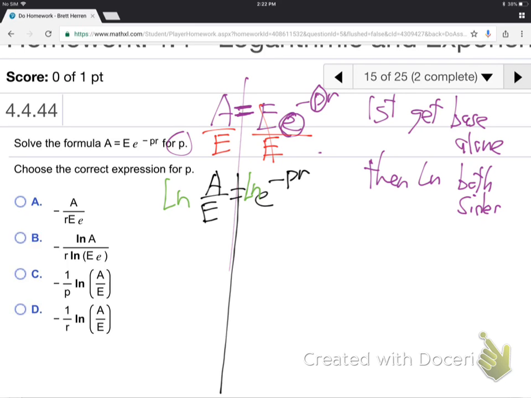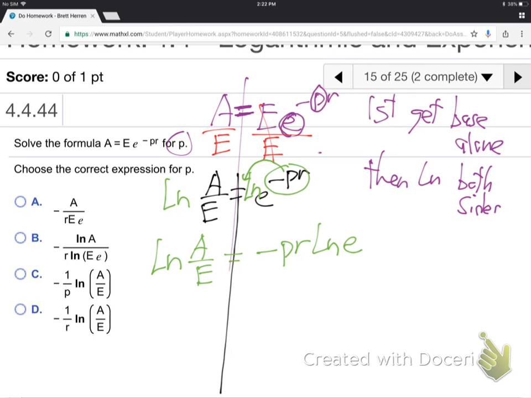That's the greatest thing because it dethrones the power. It takes that whole power and brings it down. So minus PR is now on the base level, no longer in power. The other side's not doing anything. The other side didn't have any powers. The ln of A over E, there's no powers here. This is just a fraction. Nobody's going to come to the front because there's no powers on the left side. But the power on the right side is dethroned. He's out of power, isn't he? That's the great quality of the log.